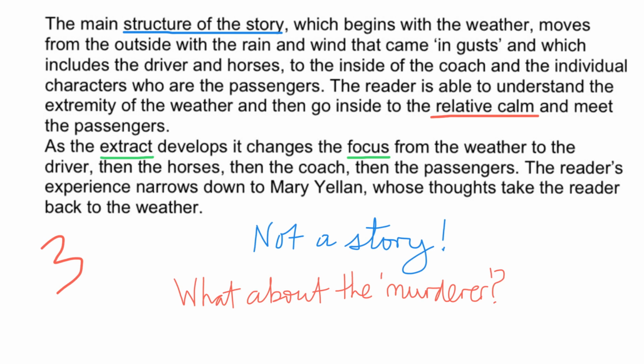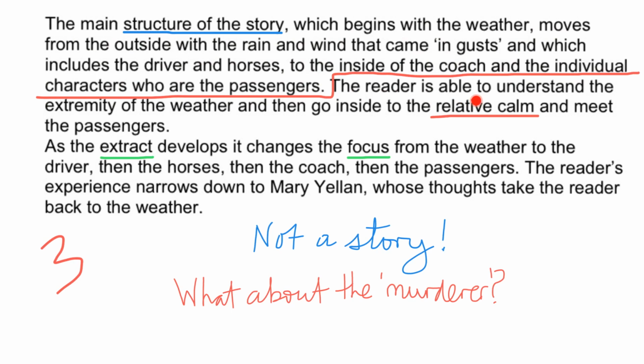Here we go. The main structure of the story, which begins with the weather, moves from the outside with the rain and wind that came in gusts, and which includes the driver and horses, to the inside of the coach and the individual characters who are the passengers. So I've got a problem there, because that is another one of these overall statements about the whole structure of the whole passage. So it looks like the examiner's expecting candidates to do that even at this lower level. You're going to have some overall comment.